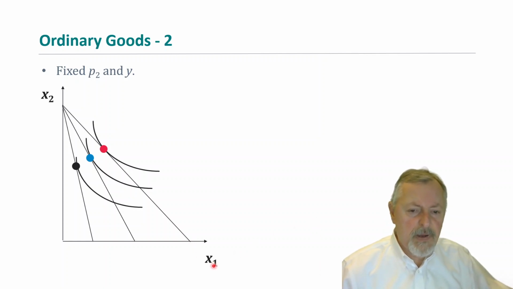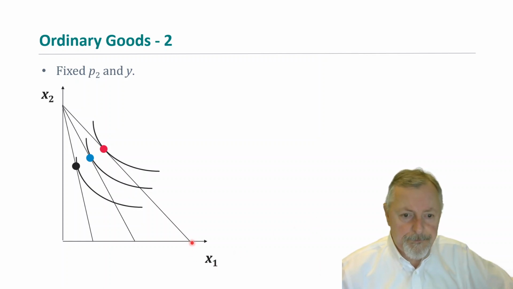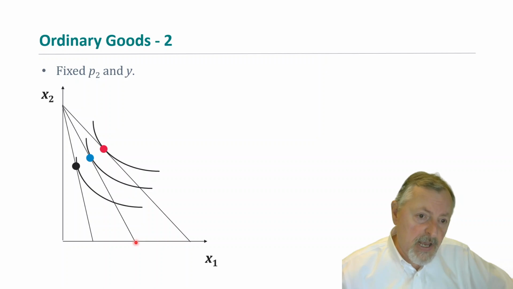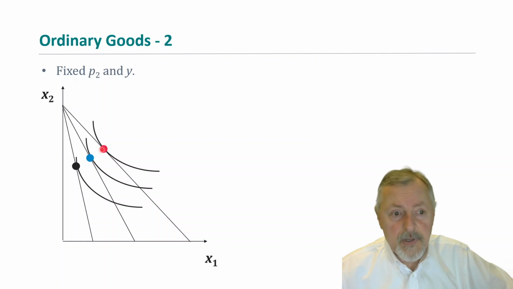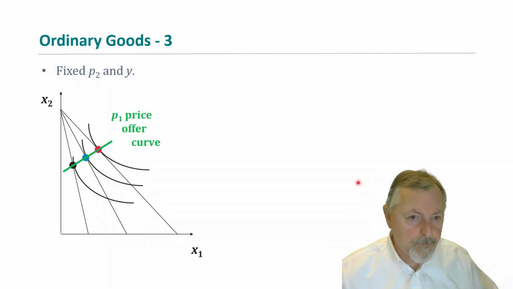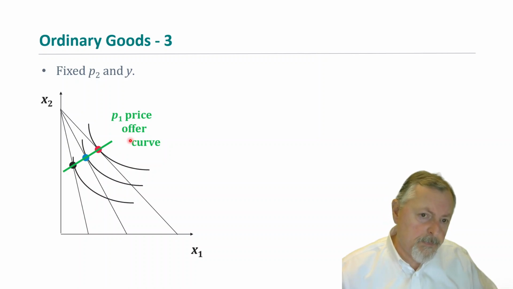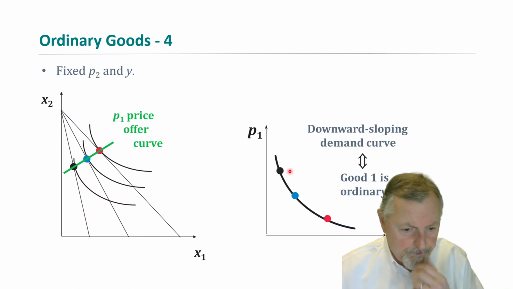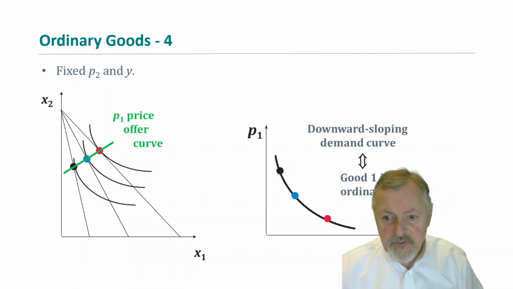This is an ordinary good. The price of thing 1 starts out here. We're holding income constant. The price of thing 1 goes up. The budget line moves to here, then moves to here. Well, the price of thing 1 goes up, you buy less of it. And you have a price offer curve that looks like that, and a standard demand curve. Higher price, lower quantity.